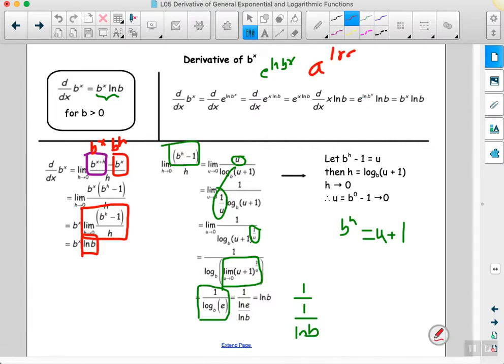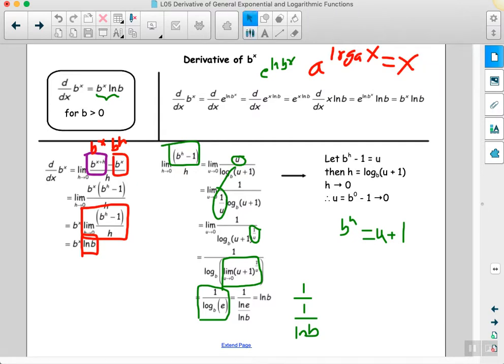A to the log base a of x is x. That's a property that you learned in advanced functions. So this simply is b to the x. Now why would we do that? Because I can take the derivative of this.